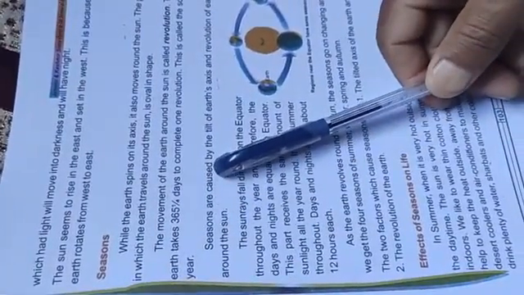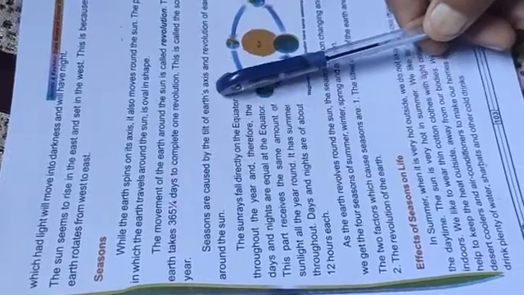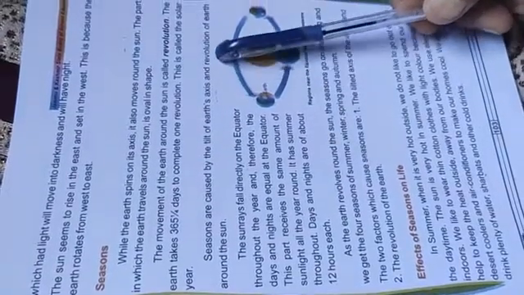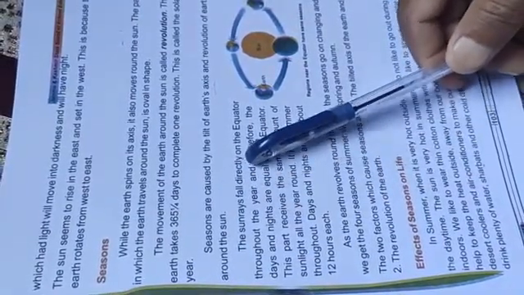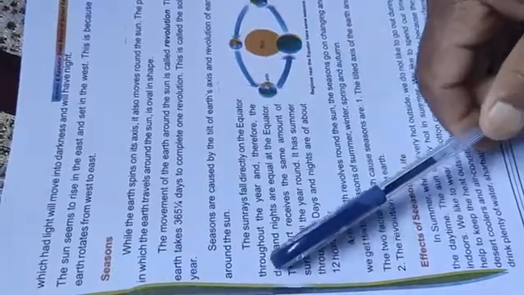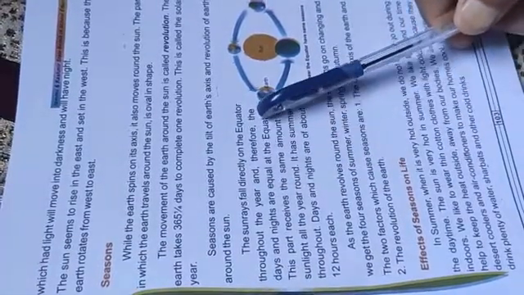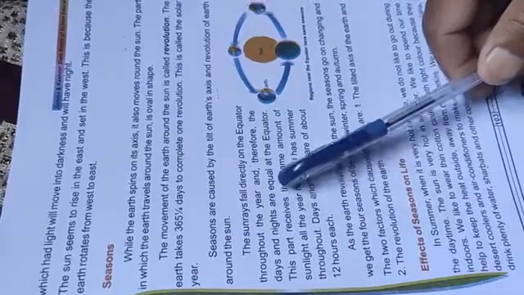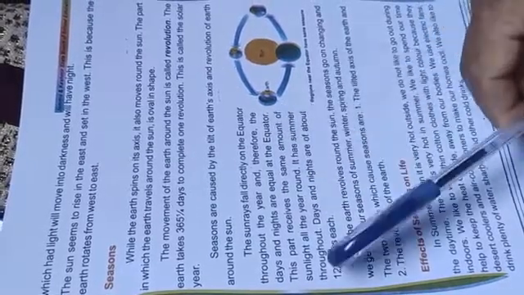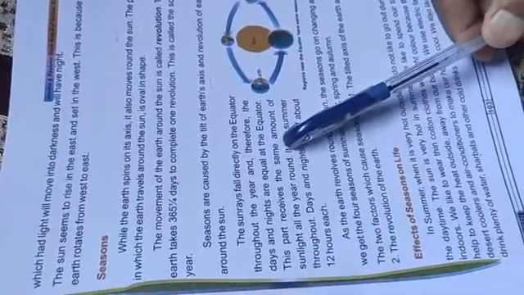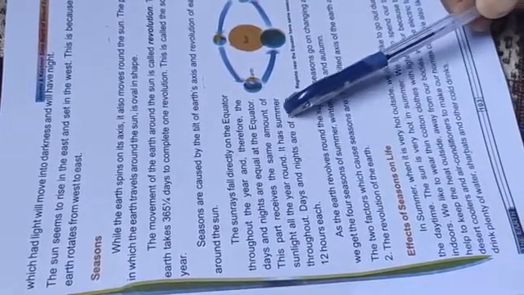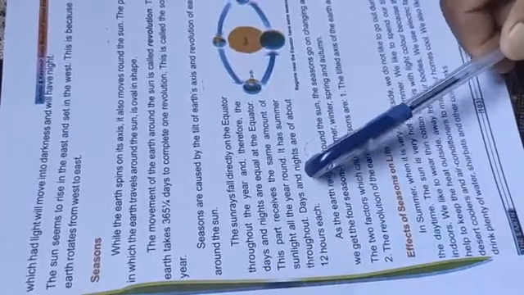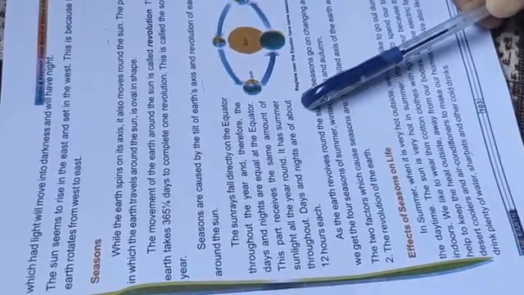Seasons are caused by the tilt of Earth's axis and the revolution of Earth around the sun. The sun rays fall directly on the equator throughout the year, and therefore the days and nights are equal at the equator. This part receives the same amount of sunlight all the year round. It has summer throughout. Days and nights are about 12 hours each.